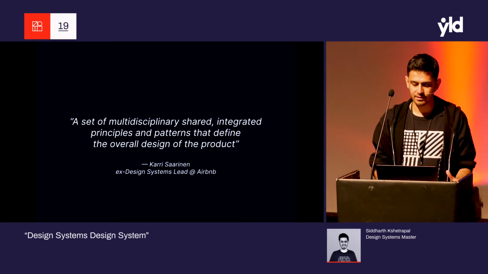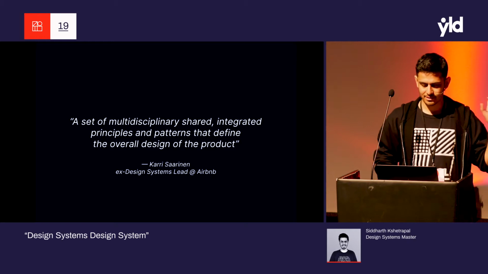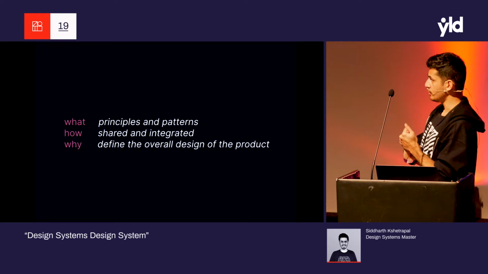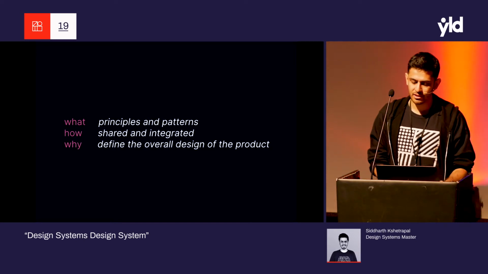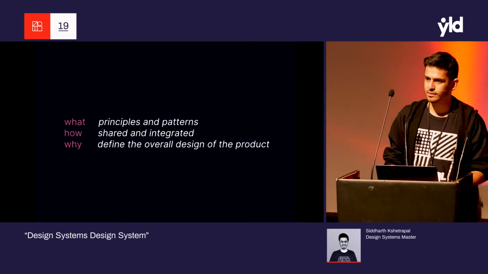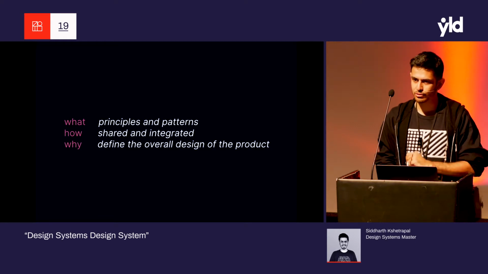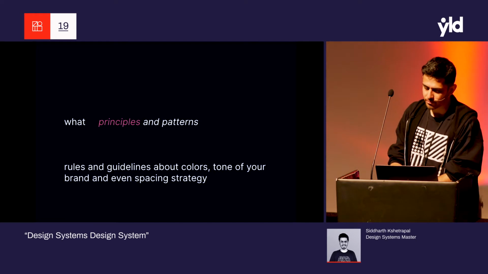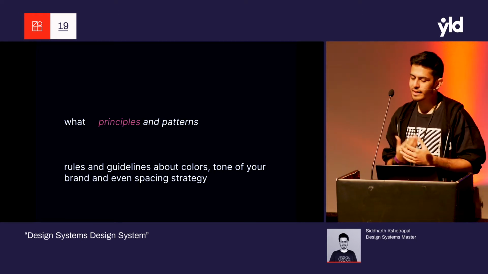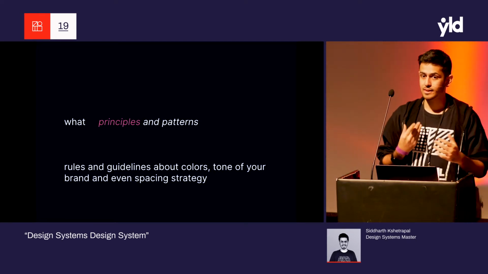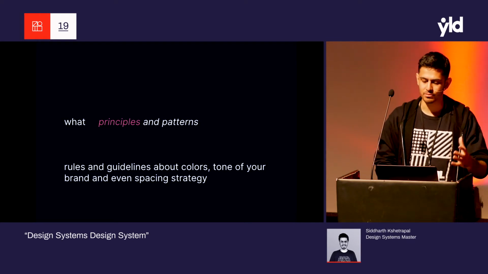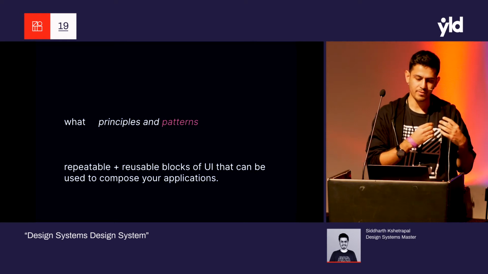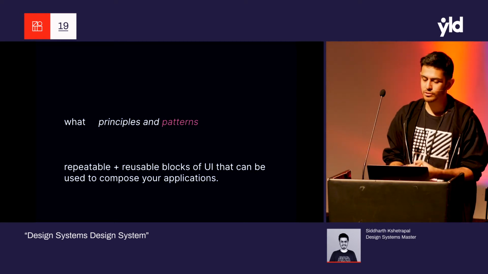It's by Kari Saarinen. He said it's a set of, I'm going to break this down, a set of principles and patterns that have to be shared and integrated so that they define the overall design of the product. I'm going to quickly go through this because I know all of you probably know this and it's boring. So principles are the rules and guidelines about colors, tone of your brand, things like spacing strategy, all of those are principles, right? Then you've got patterns, like reusable UI blocks or design assets that can be used to compose your applications, right?